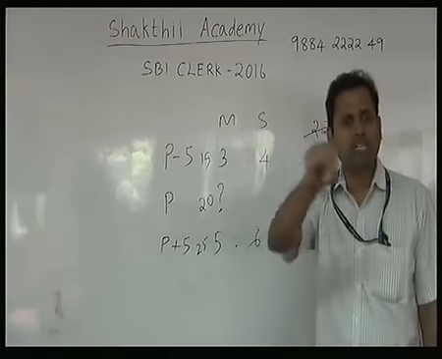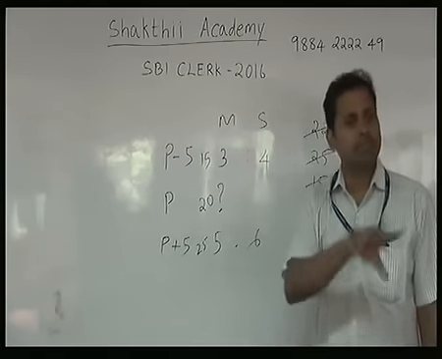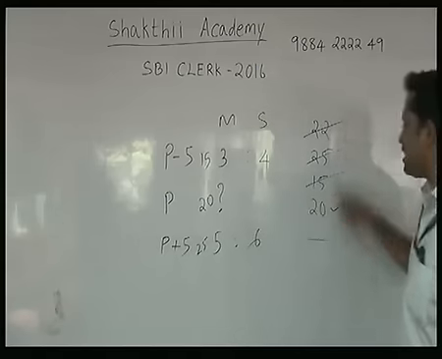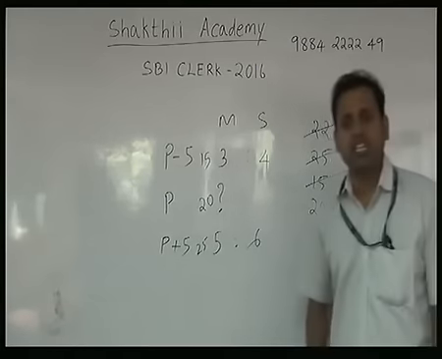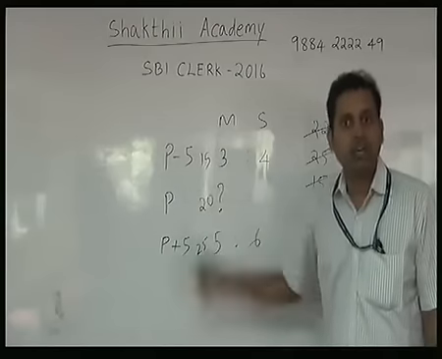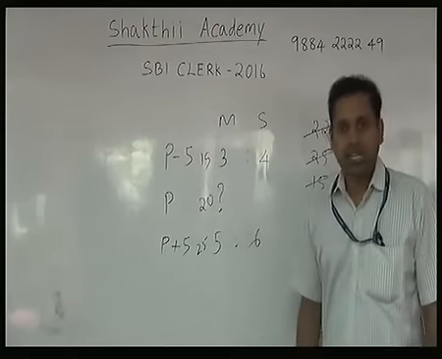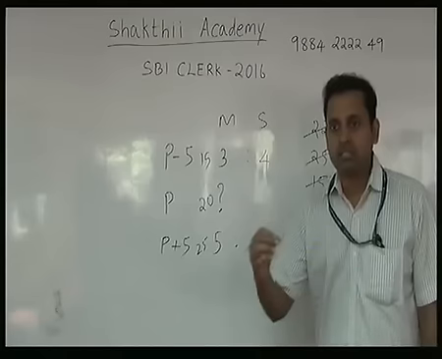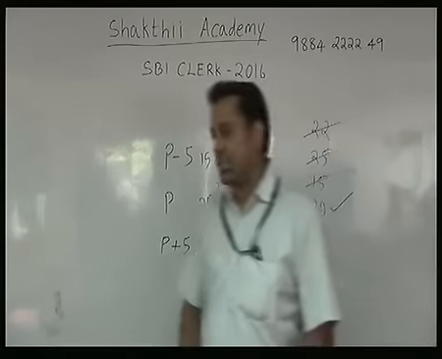Before 5 years must be divisible by 3, and after 5 years must be divisible by 5. What value is possible? Only 20. You can answer very easily, right? It is not at all required to waste your time writing all these things. You can simply answer the question. Is it clear?